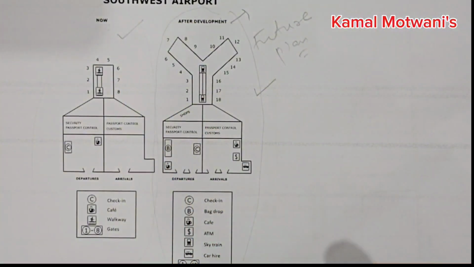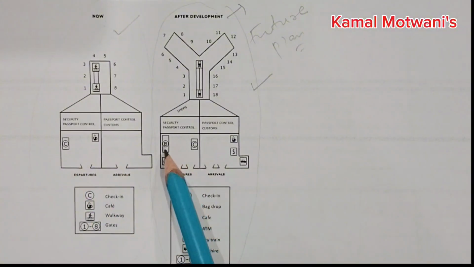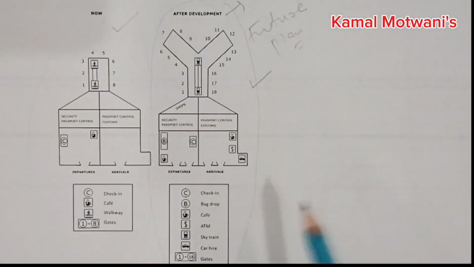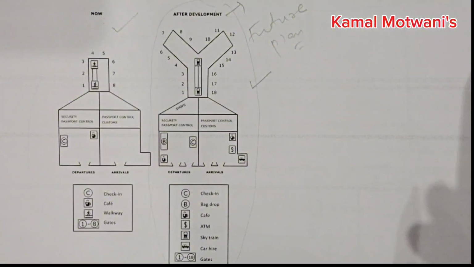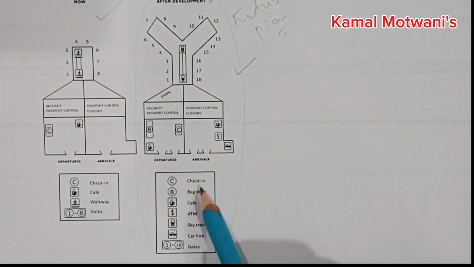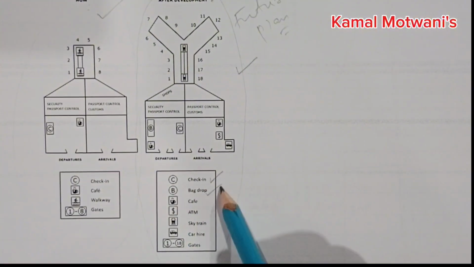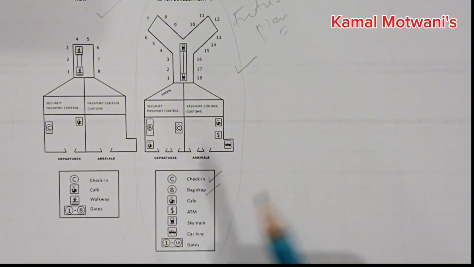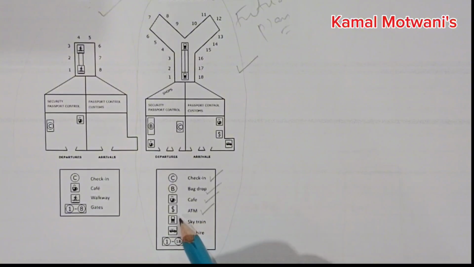Another thing to be noted here is that there are different signs like C, like B, then there is a dollar sign, and there are different signs. The interpretation of these signs is mentioned here, like C for check-in, B for bag drop, then there is a sign of a cup, this is cafe, the dollar sign for ATM, and so on and so forth, like 1 to 10 for gates.